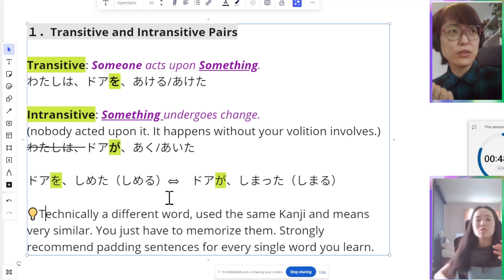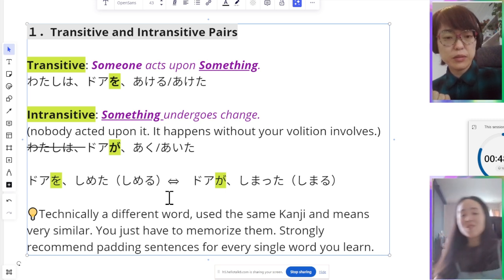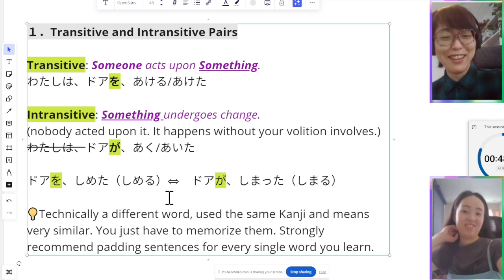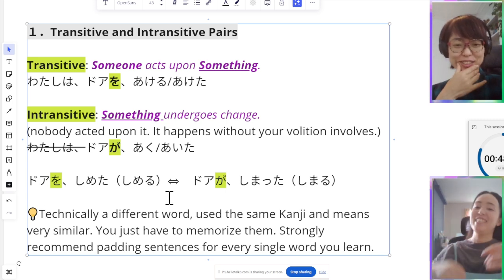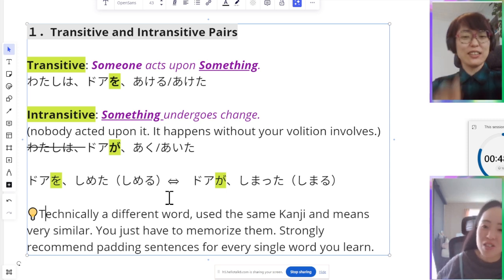Memorizing is tough, Yukiko sensei. How should I do that? I want to ask you. So, what do you think? I think so. Just to memorize. Okay. What do you think?